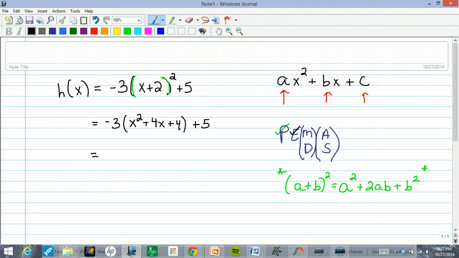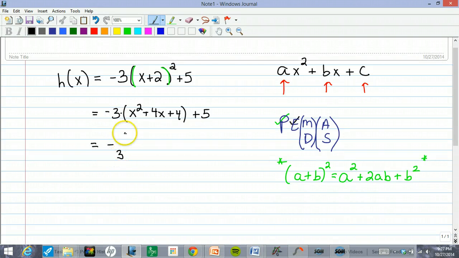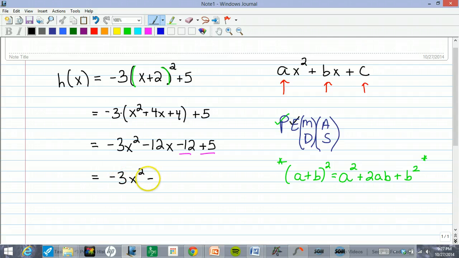Now we do any multiplication or division from left to right. Distributing is a form of multiplication. It's negative 3 times this group. So let's distribute the negative 3. Negative 3 x squared minus 12x minus 12 plus 5, and we're almost there. We have two constants that we can combine. So an equivalent form would be negative 3x squared minus 12x minus 7. And that's it. That's the form we were looking for.